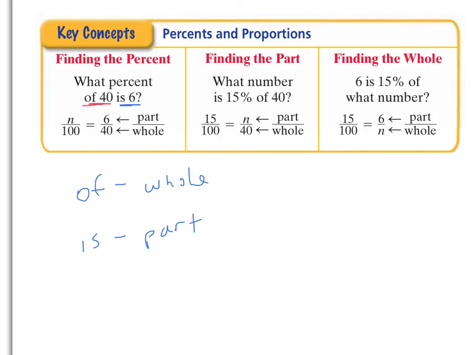So again, I can use that in other cases. Of 40, that would be the whole. Okay, 6 is, that would be the part. So these keywords can help you identify what is the part and what is the whole, and help you set up those ratios in the proportion. I hope this helps.